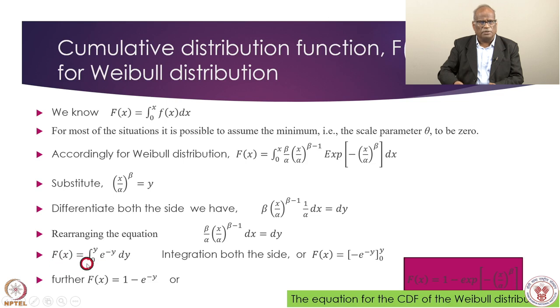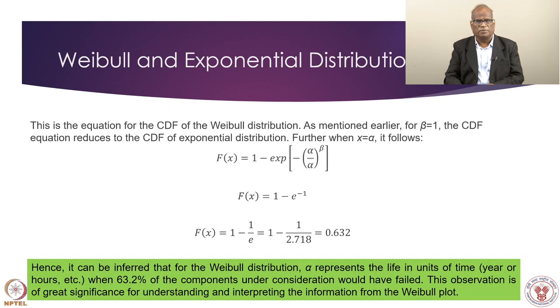equal to the integration from 0 to y of e raised to power minus y dy, that is exponential of minus y, and on integrating both sides, further we will get F(x) equal to 1 minus e raised to power minus y, exponential minus y. And again we put back the values, we get F(x) equal to 1 minus exponential of minus x upon alpha raised to power beta. This is the equation of the cumulative distribution function of the Weibull distribution.